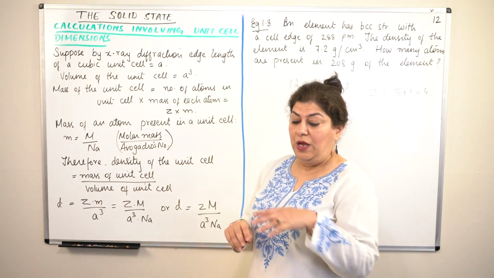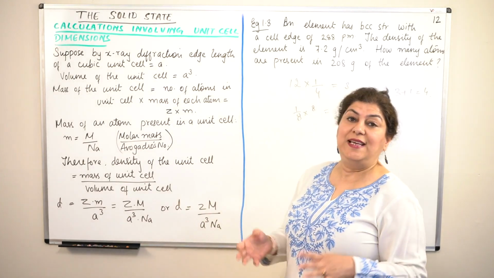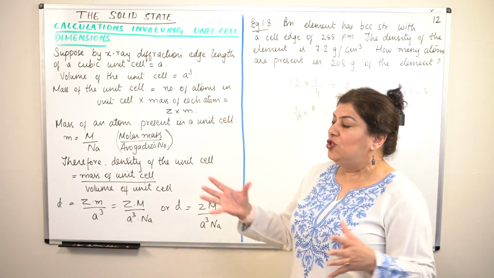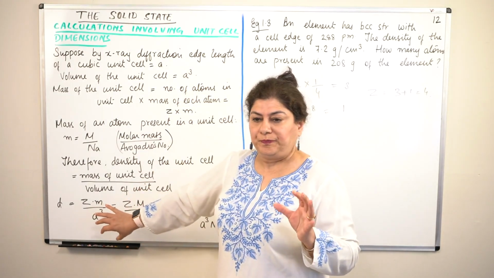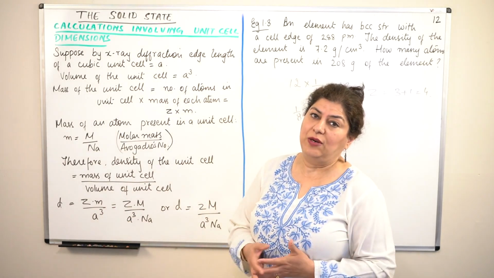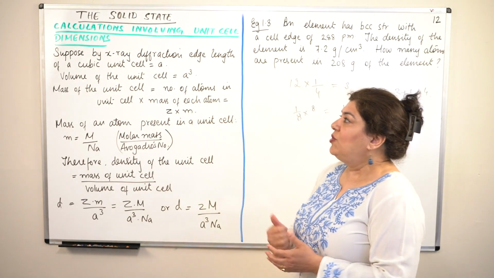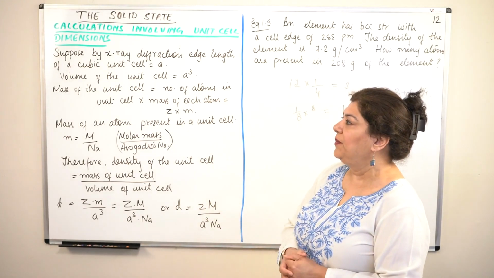So now that we understand that we can calculate the value of Z, we can calculate the volume of a cube. We know mathematically, or rather in physics we've studied, that density is mass upon volume. Mass per unit volume is known as density. So clubbing all these together, we get this little equation, and using this, we can carry out calculations which involve unit cell dimensions. So let us now first just read what that relationship is.